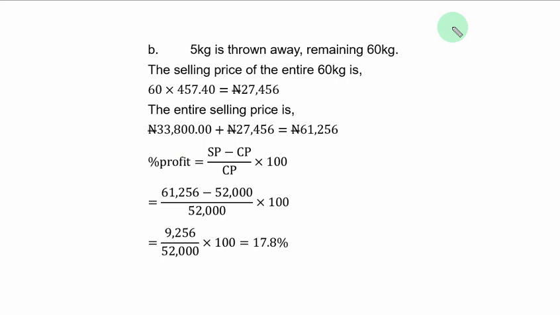B part of the question, you have to look for the percentage profit for the entire sales. From the beginning to this point, the entire sales was 65 kilograms. At this point, she threw away 5 kilograms, so you are left with 60 kilograms. Selling price for the entire 60 kilograms becomes 60 times selling price for 1 kg, that is 457.40, and that gives 27,456 naira. This is for the 60 kilograms.